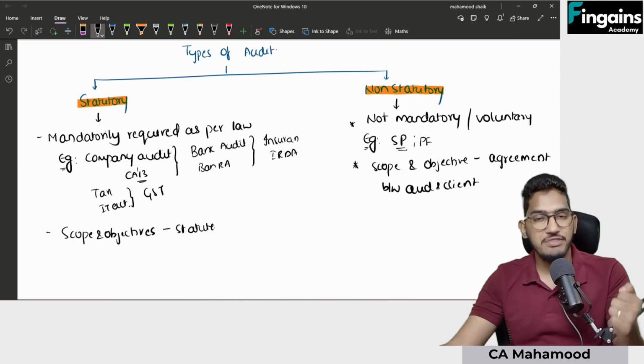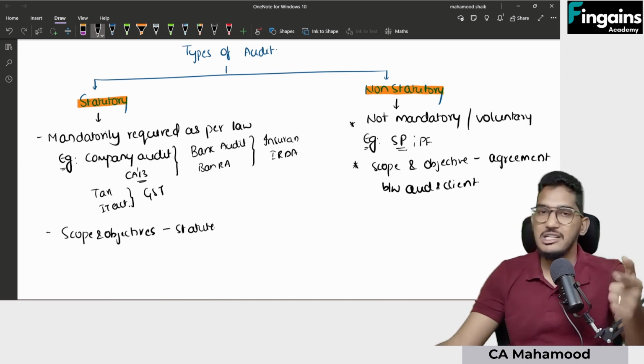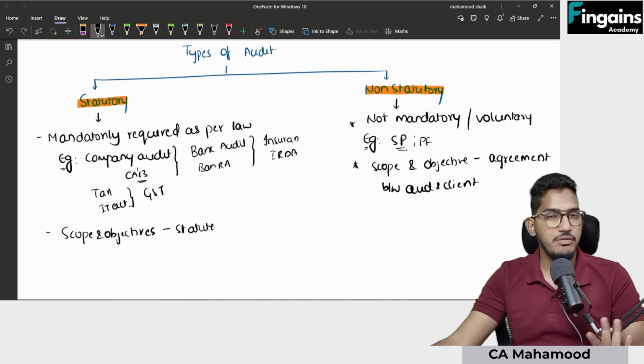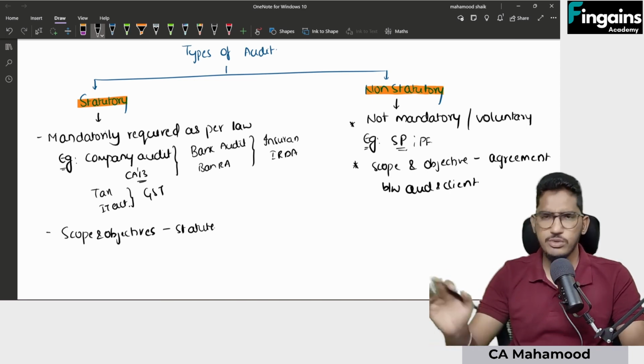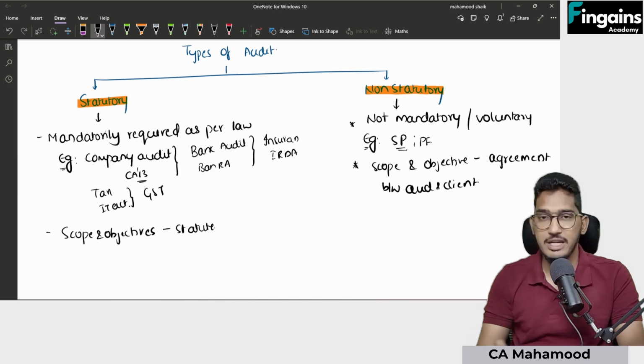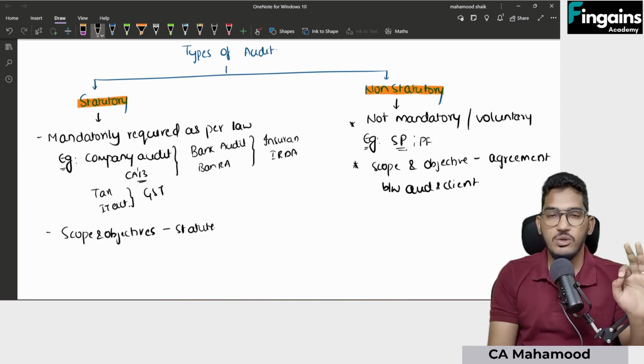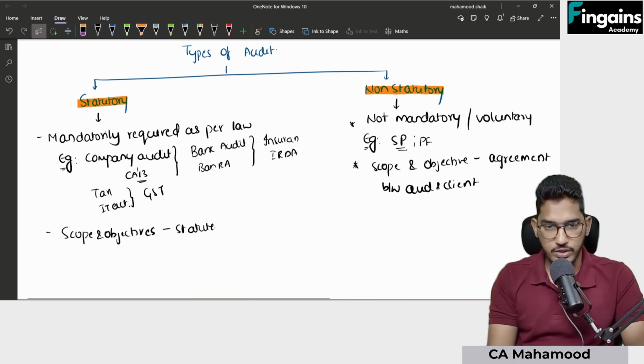If you are conducting an audit of a partnership firm, the appointing partners will say what you are supposed to do in the audit. So it is purely by way of agreement between the auditor and the client. So this is regarding scope and objective. Who will decide scope and objective? So we have seen the point of difference on the basis of meaning. We have also seen who will decide the scope and objective of the audit.